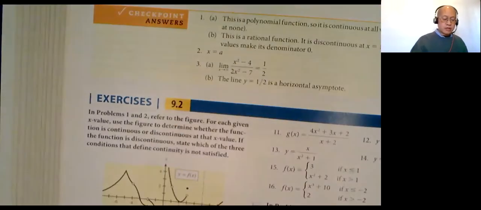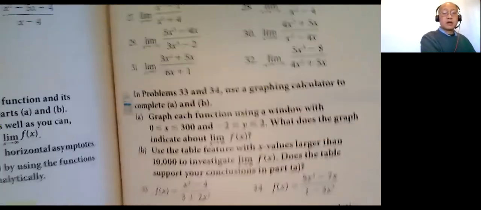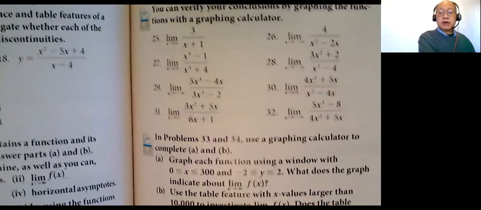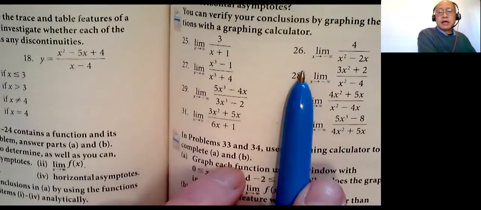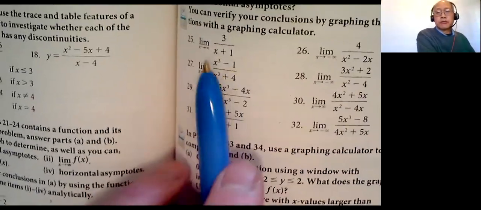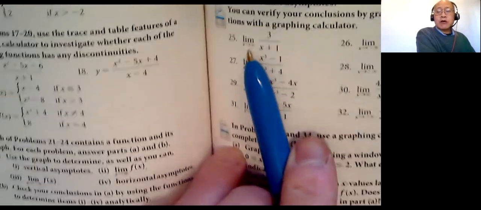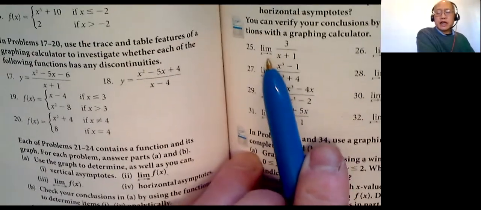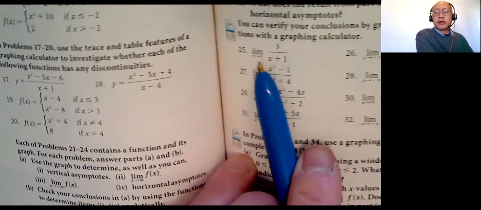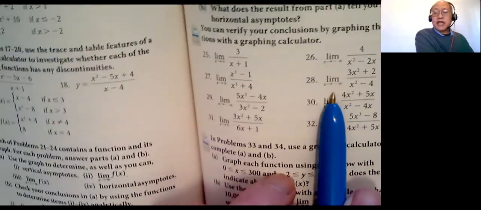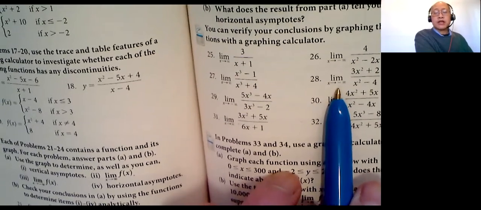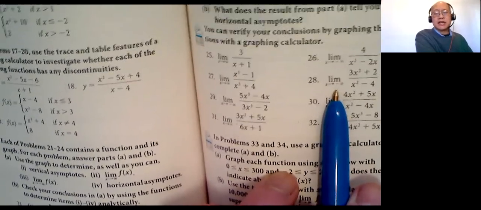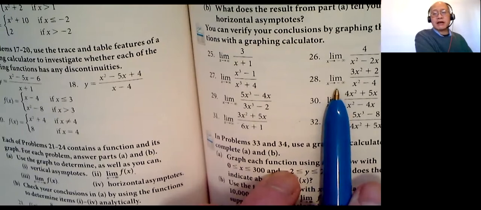Then 25 to 32, you're taking the limit as x approaches infinity or negative infinity. That means you're plugging in super big positive numbers or super big negative numbers. So x approaches infinity sort of means plug in 100, 1,000, a million, a billion, a trillion, like that. And if x approaches negative infinity, you're plugging in negative a million, negative a billion, negative a trillion, stuff like that. Now you're actually not plugging this in for most cases. You're just kind of reasoning it out.